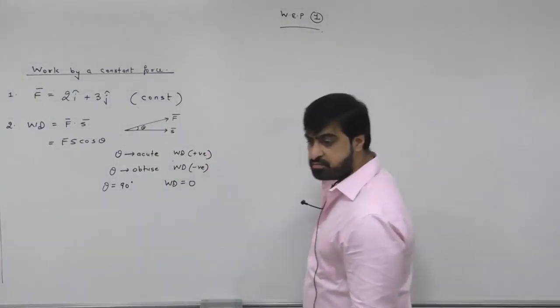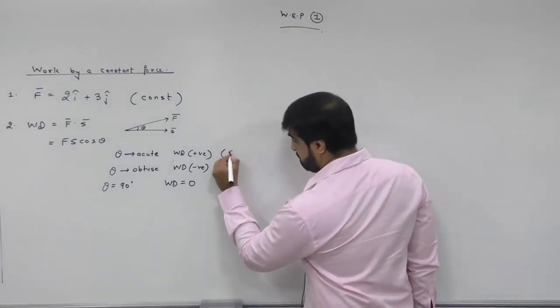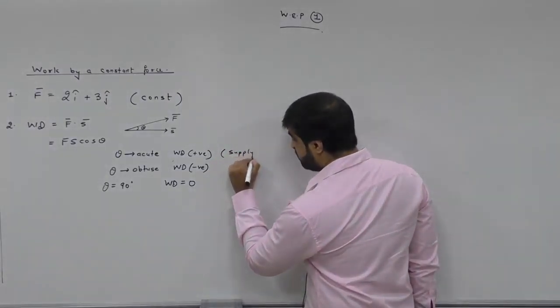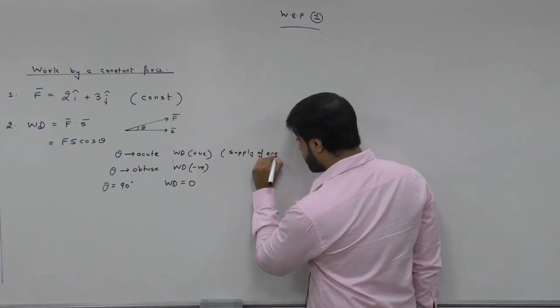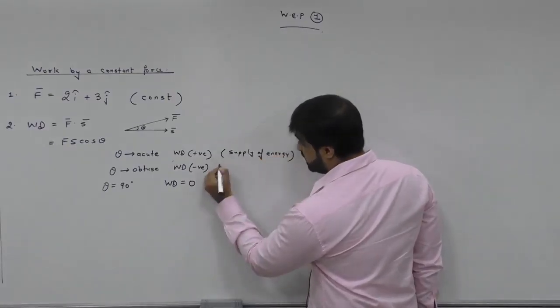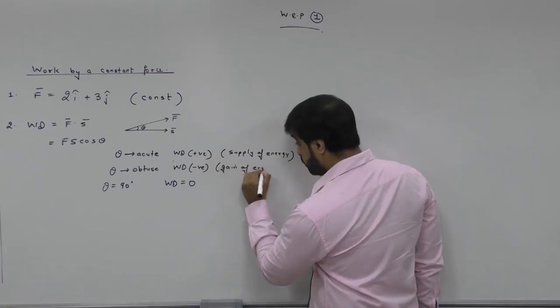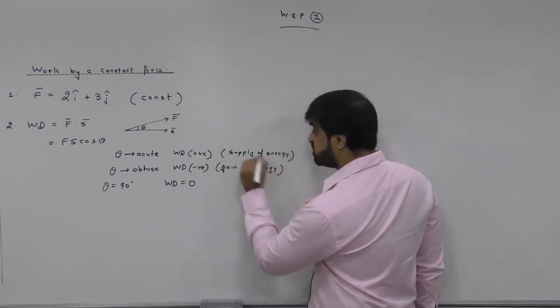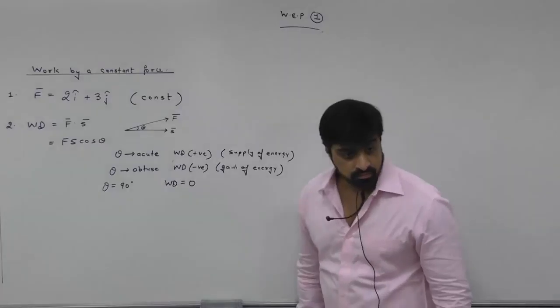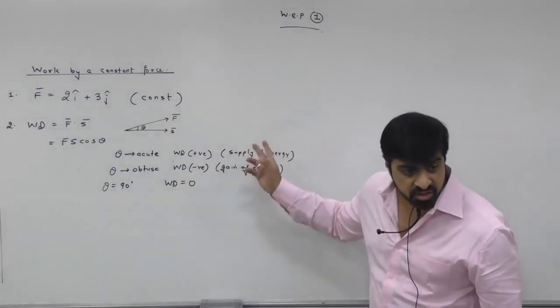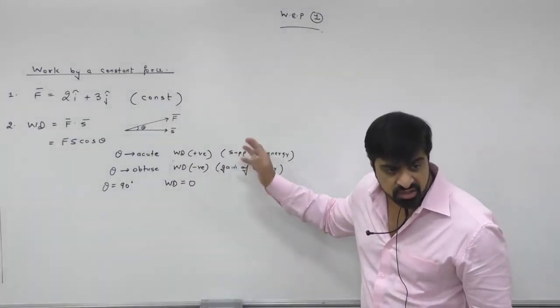Positive work done means supply of energy. Negative work done means gain of energy. And no work done means no energy is lost or gained. I'll explain this in the numericals when I do them, and you'll understand it properly.